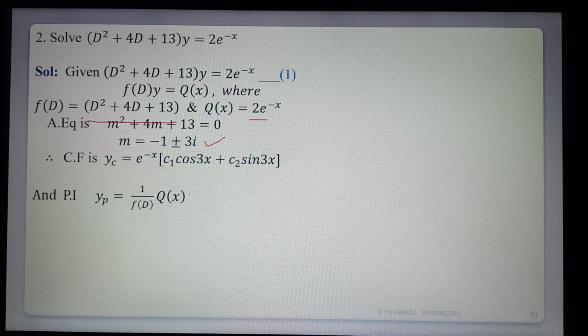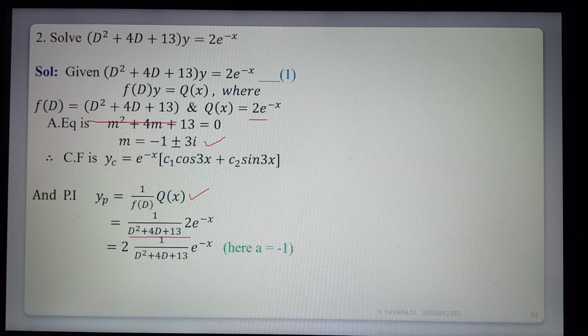Now finding the particular integral: yp is equal to 1 by f of D into Q of x. That is equal to 1 by (D square plus 4D plus 13) into 2 into e power minus x. So 2 is the constant outside, in front of the 1 by f of D. The factorization has complex roots here. Now replacing D by a, which is here minus 1.